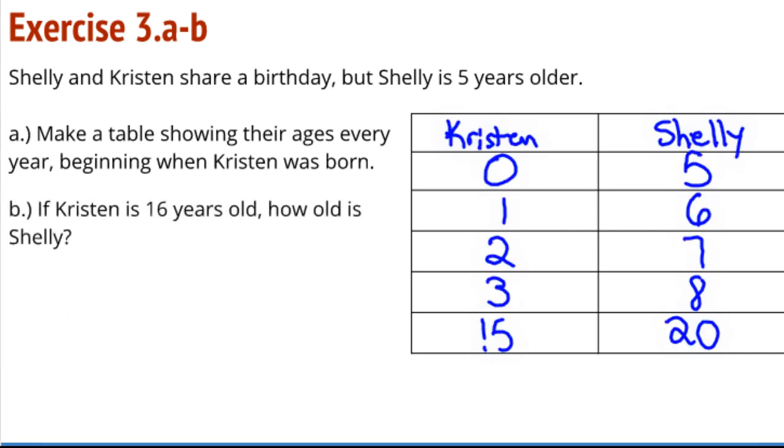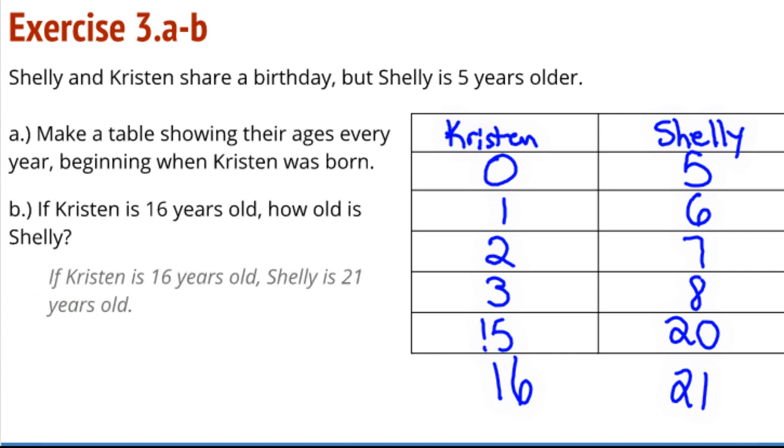So if Kristen is 16 years old, how old is Shelley? Well, Kristen is 16, and Shelley is 5 years older, so she'd be 21. Now, how do I know? Because it says Shelley is 5 years older, so I take whatever Kristen is, and I add 5 to it.